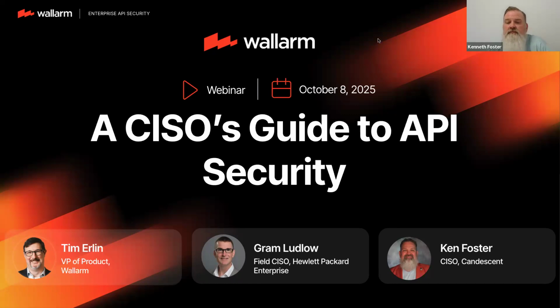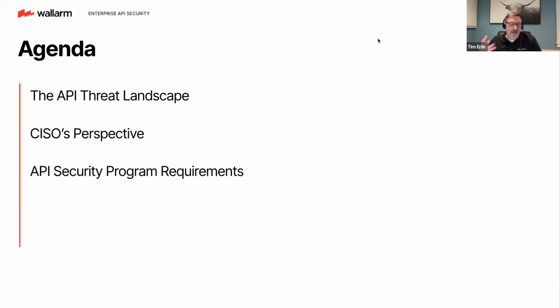So we're going to talk a little bit about a CISO's guide to API security, looking at API security through the lens of a CISO who's focused on how to set up an effective program. To cover that topic, there are broadly three items that I want to cover through the webinar, and we'll aim for more of a conversation than a presentation. Definitely want to keep it interactive.